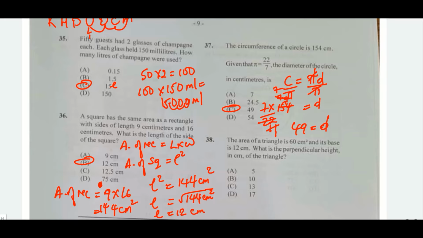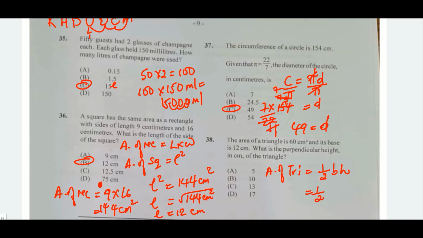Question 38: the area of a triangle is 60 centimeters squared and its base is 12 centimeters. What is the perpendicular height in centimeters of the triangle? So the area of a triangle, and it's a right angle triangle here because it's a perpendicular height, is half base times height.